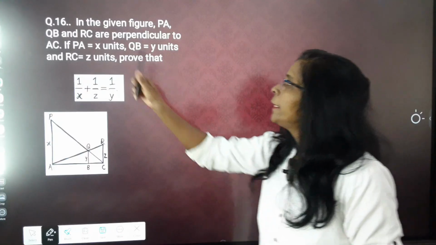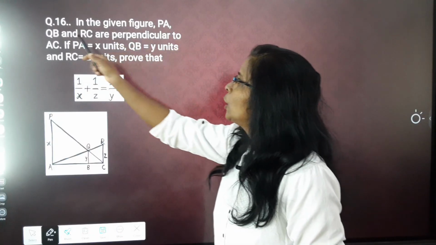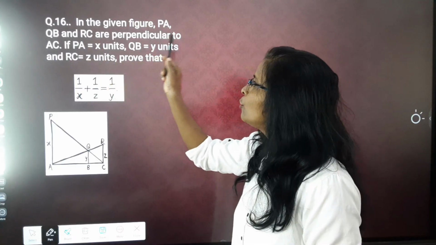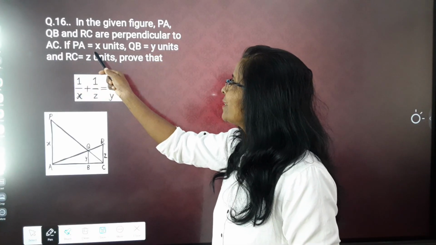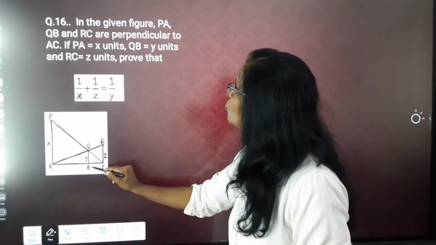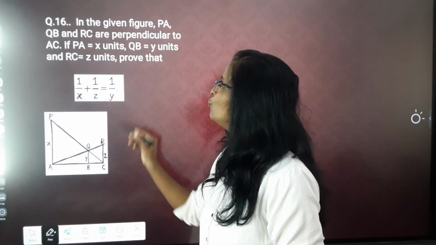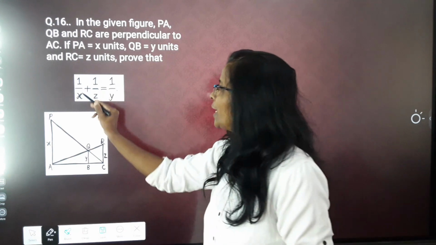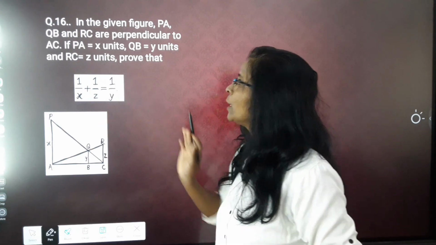Example, students: in the given figure, PA, QB and RC are perpendicular to AC. If PA is equal to X units, QB is equal to Y units and RC is equal to Z units, prove that 1 upon X plus 1 upon Z is equal to 1 upon Y.